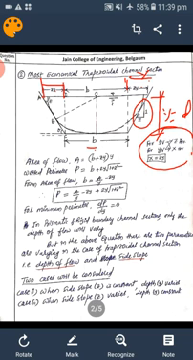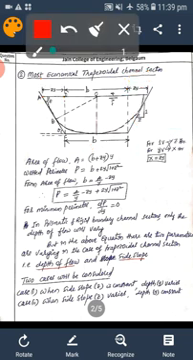The channel side slopes are given, that is, for one vertical, Z is horizontal, and for Y vertical, X is horizontal. So when you cross multiply it, you will be getting X equal to Z into Y. Then the area of flow can be easily written, that is A equal to (B plus ZY) into Y. How does it come?